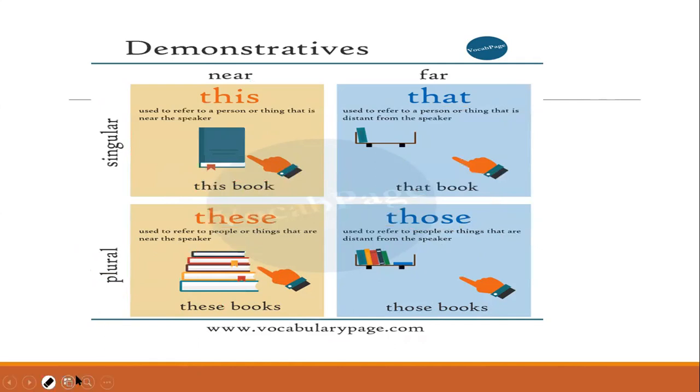So let's continue, all right? I think that's clear. Just to make a review, let's do a very quick review here. This and that, singular. This refers to short distance. That refers to long distance. This book, that book. These and those refer to plural. These books, short distance. Those books, long distance. Okay?